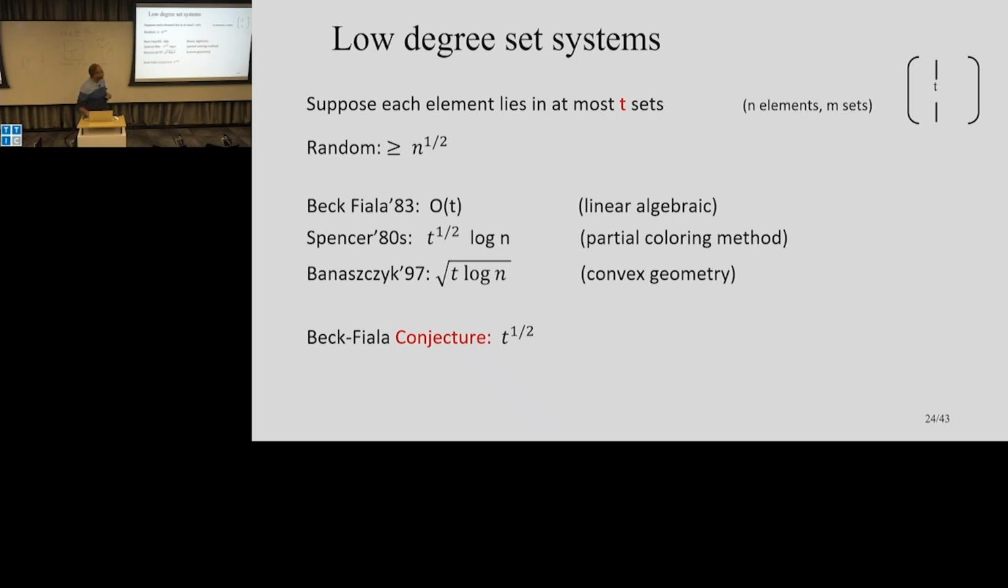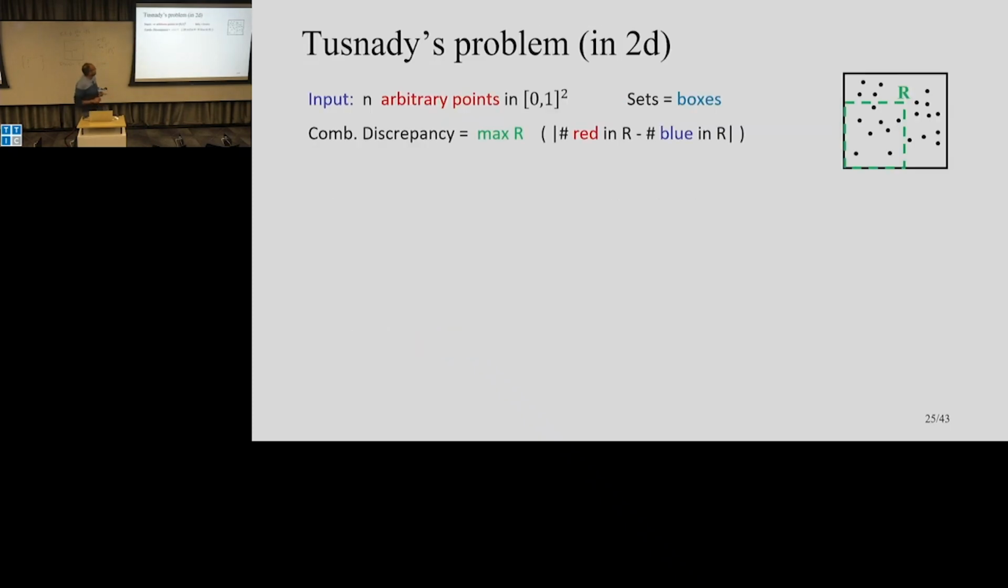There are actually beautiful proofs. So let me define one problem that will play a major role here. It's called Tusnády's problem, studied since the 80s. It's a combinatorial discrepancy problem, in the following setting. I'm given n arbitrary points, let's say in a two-dimensional box. Again, I want to emphasize the points are arbitrary, not to be confused with the picture where we are trying to place them uniformly. These are completely arbitrary points.